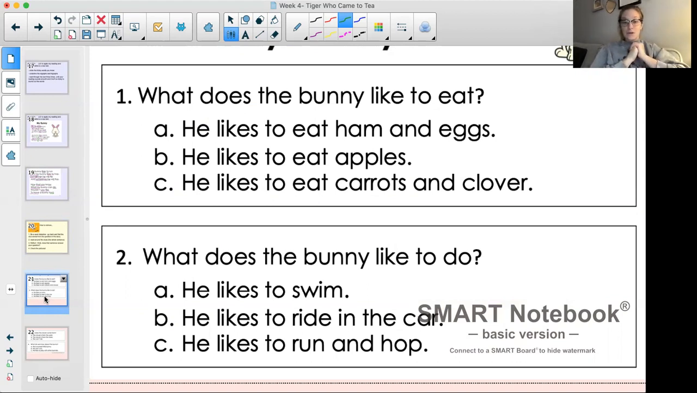Okay, number 2. I'd like you to have a go at reading number 2 and reading your choices for number 2. I'm not going to read that one to you. I want you to have a little go at it yourself, okay? So pause the screen and have a go at reading the question and reading your choices. And then we'll do number 3 together.